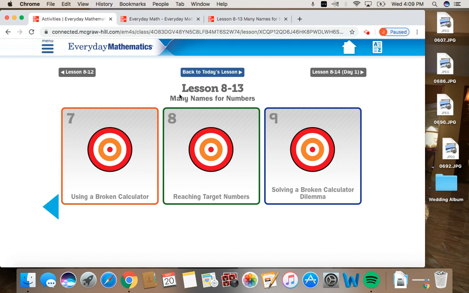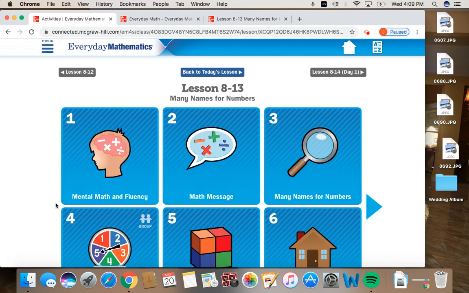We did our many names for numbers and equivalent names for numbers. So good luck with that, boys and girls. And remember, if you're having a hard time, you can always go do your Sketchpad activities, or you can watch those tutorial videos to help you.